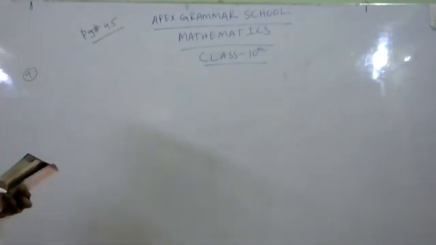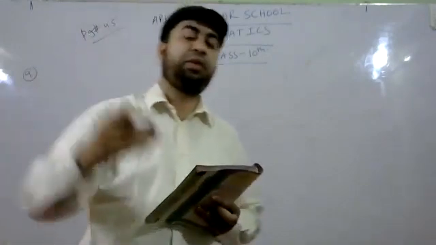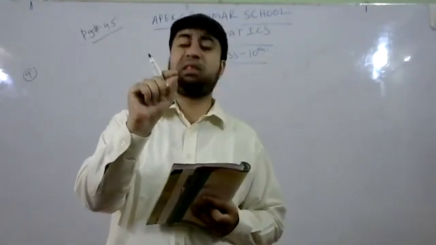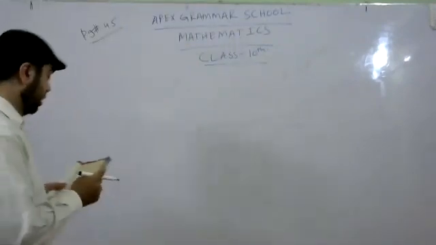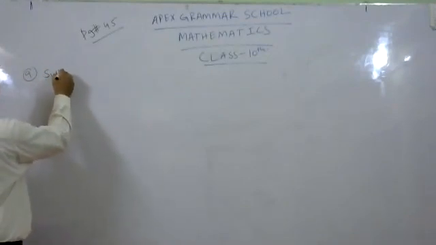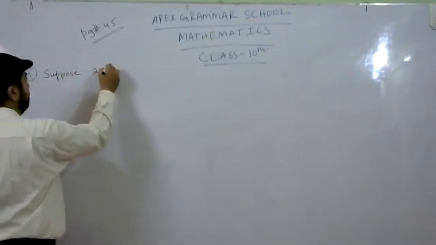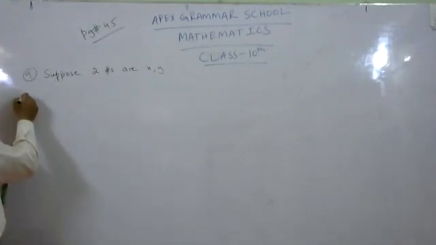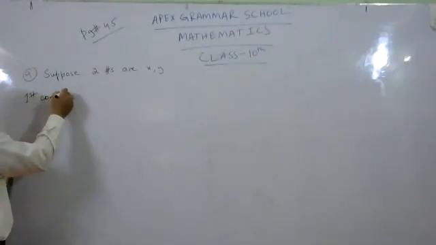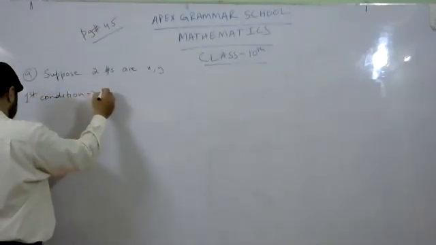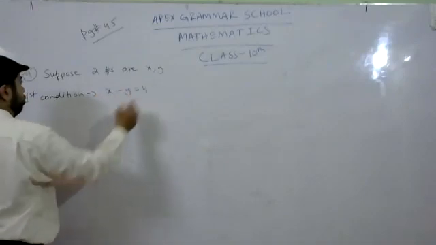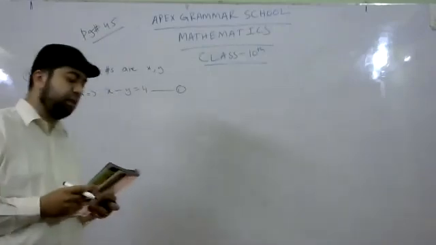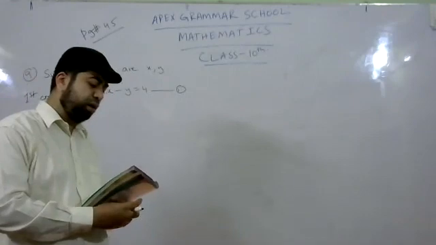Find two integers, I mean two numbers whose difference, between the two numbers there will be a minus sign. So suppose the two numbers are x and y. The first condition is the difference, x minus y is equal to 4. So this is equation number 1, and the second condition is the same as the previous question.